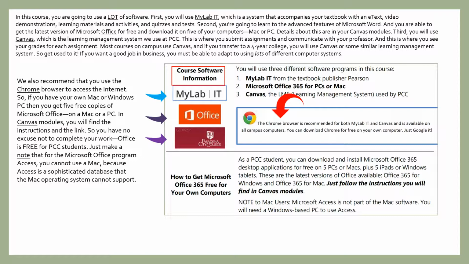So if you have your own Mac or Windows PC, then you get 5 free copies of Microsoft Office on a Mac or a PC. In Canvas modules, you will find the instructions and the link. So you have no excuse not to complete your work. Office is free for PCC students. Just make a note that for the Microsoft Office program Access, you cannot use a Mac because Access is a sophisticated database that the Mac operating system cannot support.